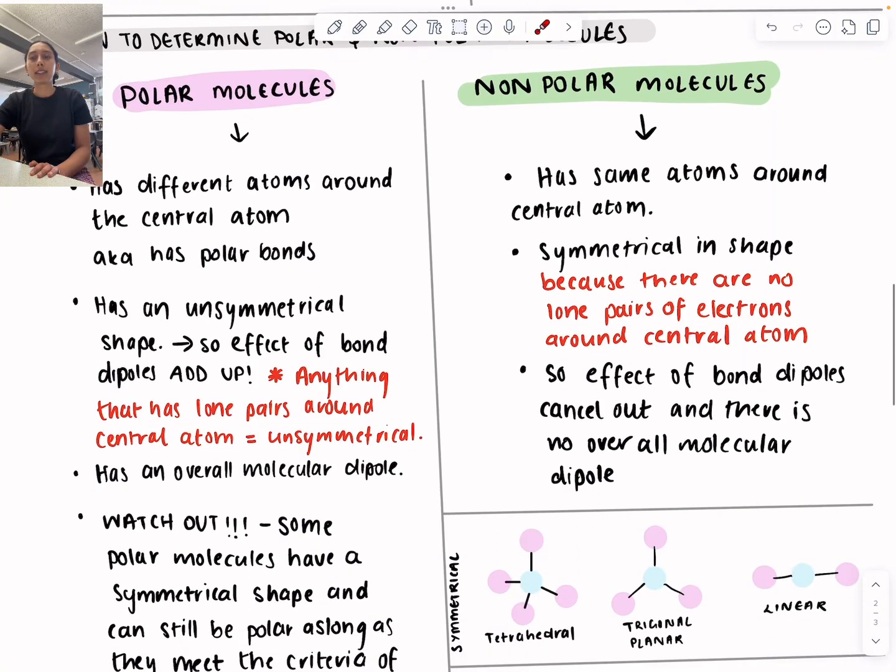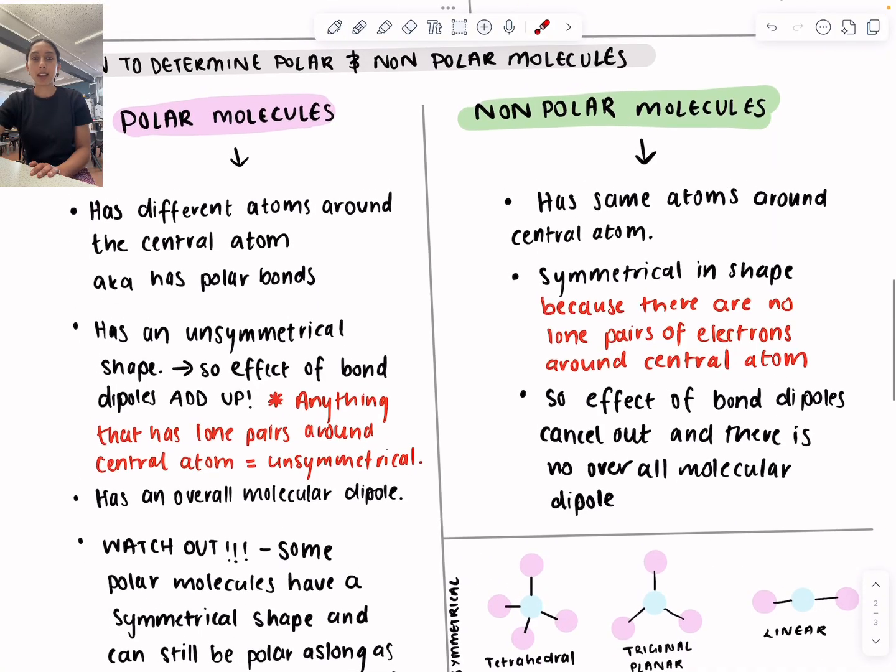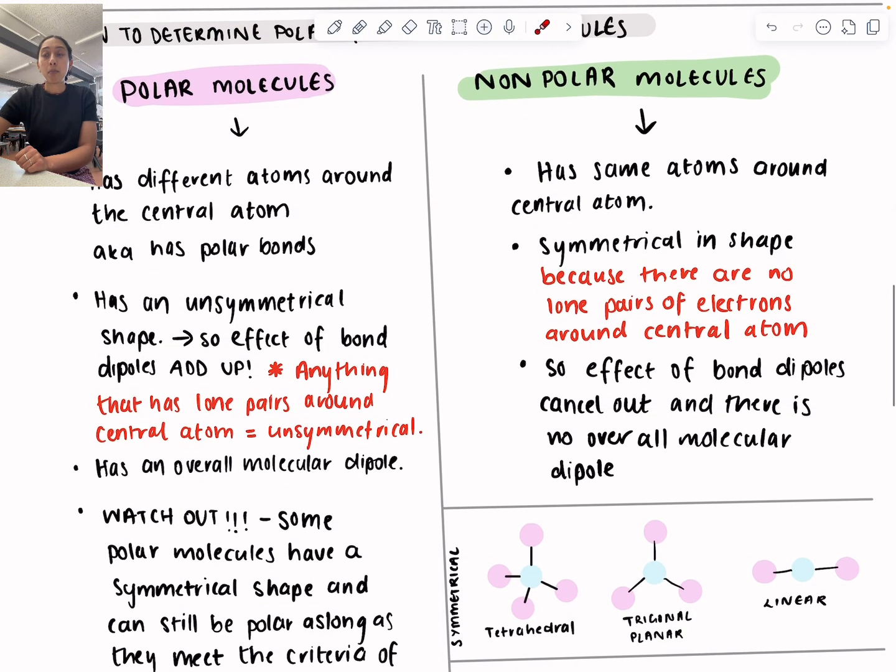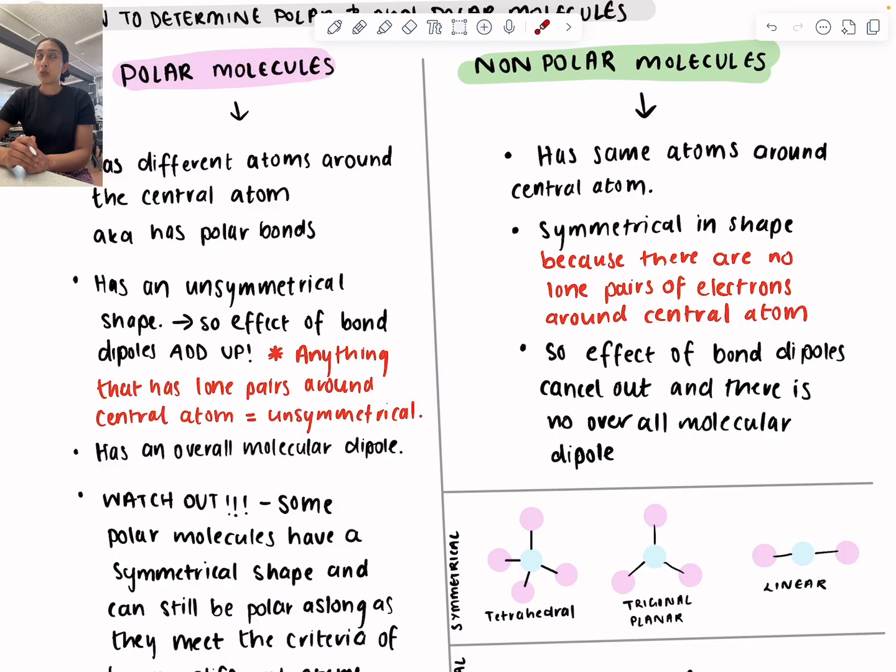So if you look at an atom and you notice that it has different atoms around the central atom, okay? If it has different atoms around the central atom, you can basically understand that it has all these polar bonds, and so it's likely to be a polar molecule. If it's got different atoms, it's going to most likely be a polar molecule because of the difference of electronegativities between each atom. Okay.